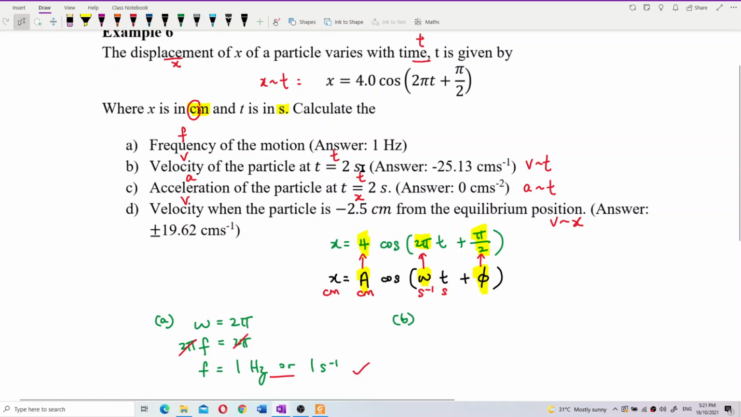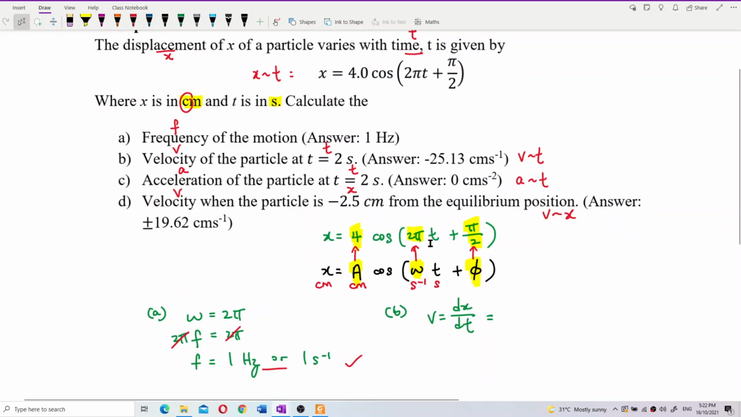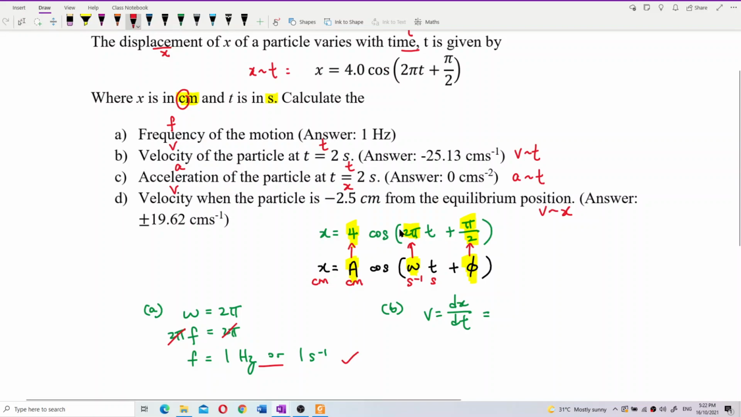For this one I need to differentiate the displacement equation in order to get the velocity time equation. So velocity is actually dx over dt, differentiating the displacement versus time. This is the displacement versus time equation.